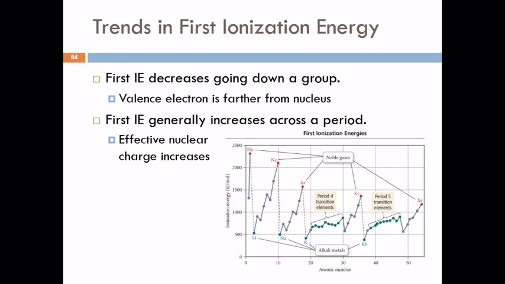We generally see that first ionization energy increases as we go across a period. It's kind of a jagged line, but generally it's increasing. This is going across a period, going across a period, going across a period. It's increasing. What's happening with the size is decreasing. As you go across a period, the atom gets smaller, and so it's going to be harder to pull it off. We also have issues of effective nuclear charge.